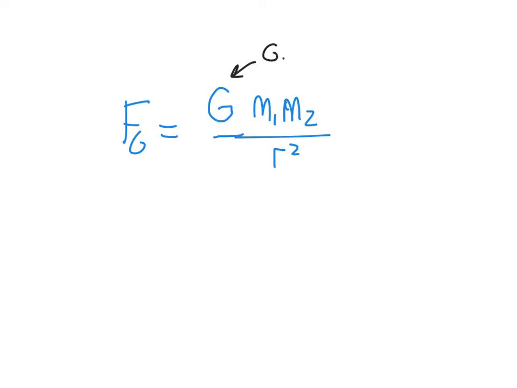And this is the gravitational constant. And he really didn't even know what that value would be. He just knew that it had to be something really small so that when he multiplied by the masses and the radius squared, it would give you the actual gravitational force.